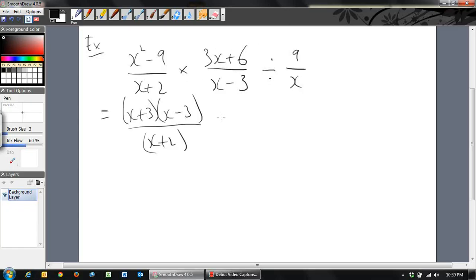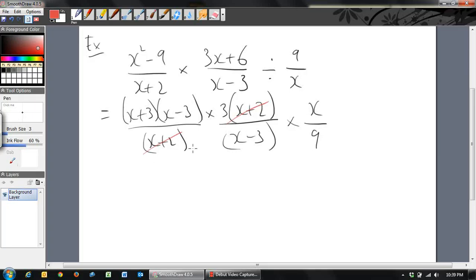Let's factorise this 3x plus 6. That's going to be 3 bracket x plus 2 over x minus 3. And that's a divide, so we're going to change it into a times, and have an x over 9. Okay, let's just do some cancelling out. This is always fun. I love cancelling out. x plus 2 goes. x minus 3 goes. We've got a 3 there and the 9 there. You'll be left with a 3 because it goes into that.